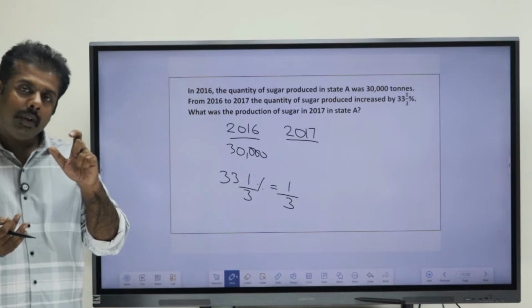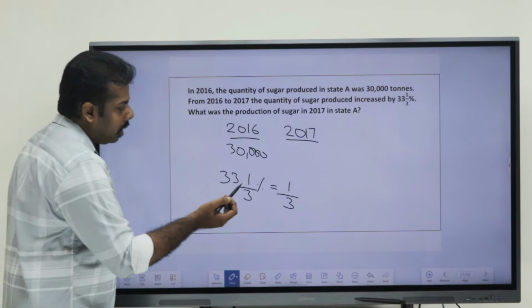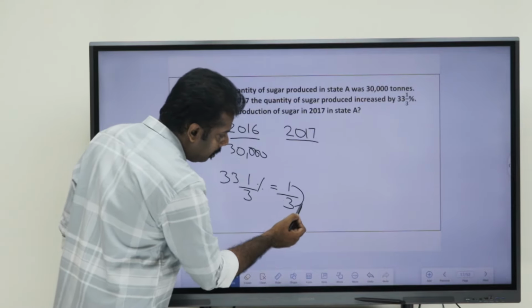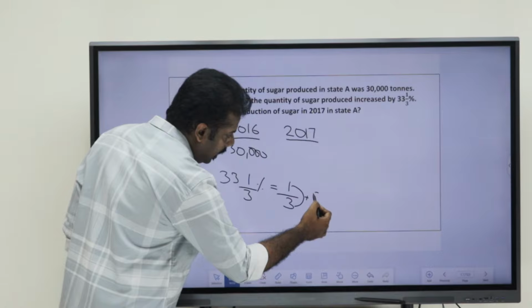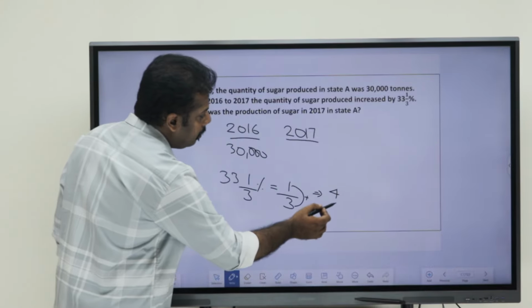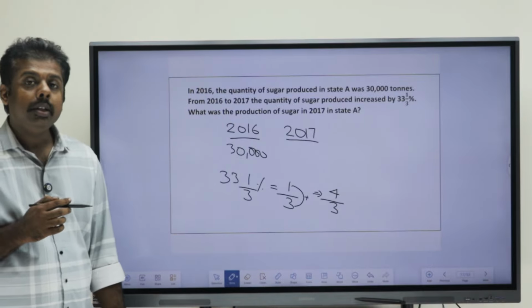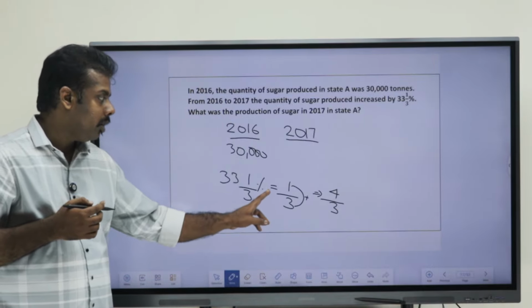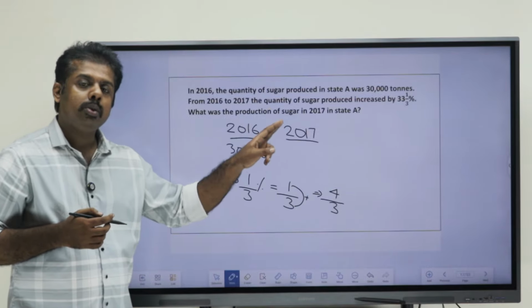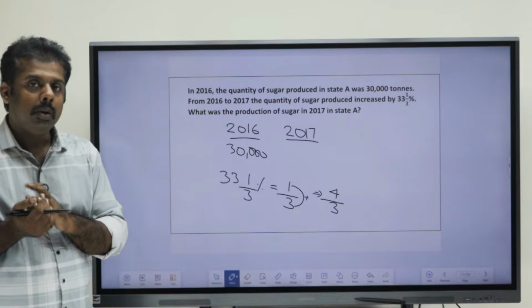So, just remember, when they are saying there is an increase, just add the numerator and denominator part, okay, and place that value in the numerator part, and the base remains the same. So, we can say if there is an increase of 33 1 by 3 percentage in the production, the new production has to be 4/3 of the initial production. Okay. I hope that you got it.